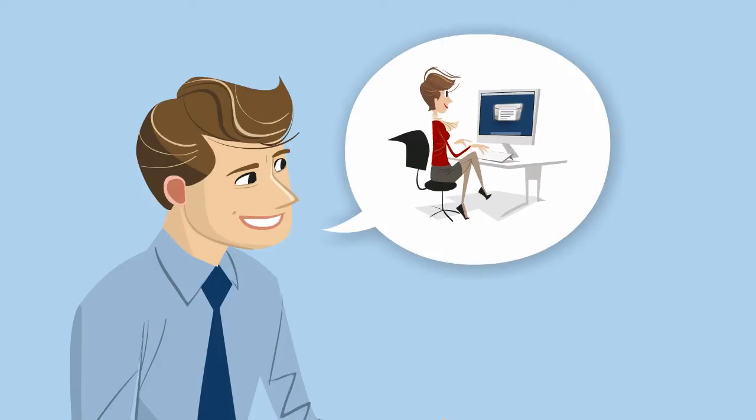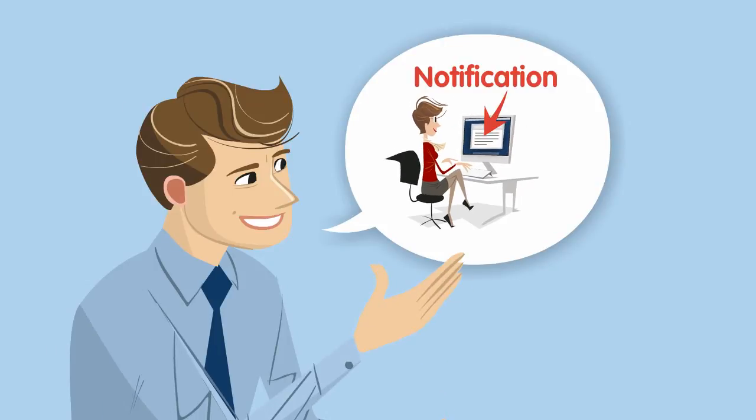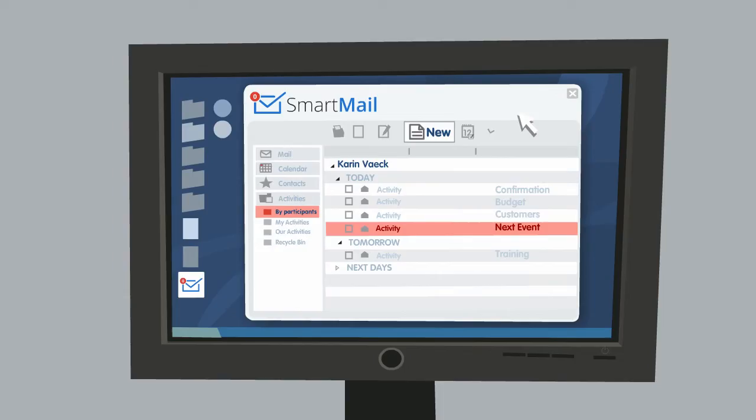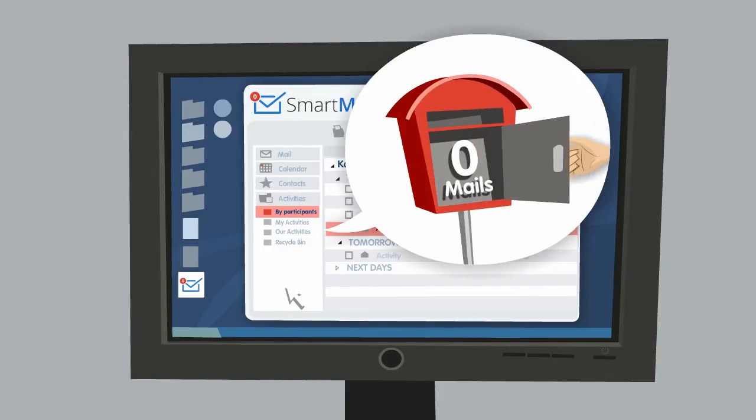She still receives an email, but in actual fact it's a notification. After reading the notification, she can delete it straight away because my initial request is in SmartMail, under her name and with the right date. Now you can see why, since we've opted for this solution, we have a better view of what we're doing and what our colleagues are doing. At the end of the day, our mailboxes are empty, which is great.